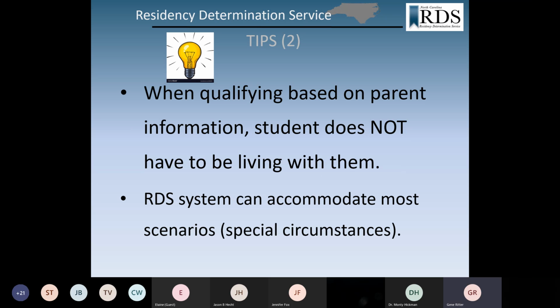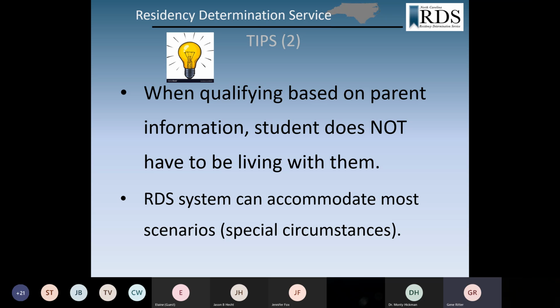This is a big one: they don't have to be living under the same roof as the parent. As long as we can verify a parent is a North Carolina resident, they're good to go. This is very different from what happens when they're in high school, for example. You've heard of the McKinney-Vento Act. They certify a lot of students.